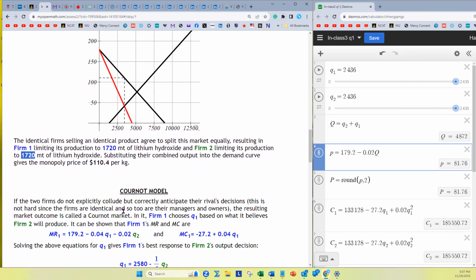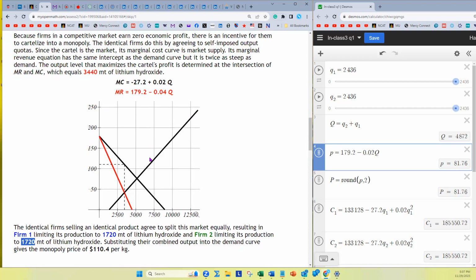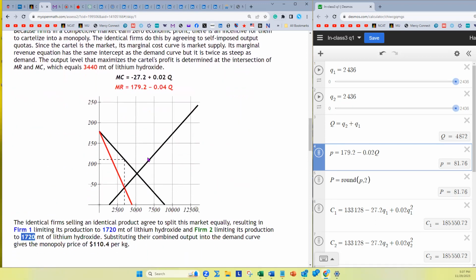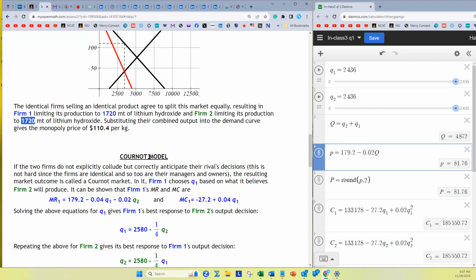Now, in the last one, this is not a model that we've covered in class. We covered the other models in class a couple of times. We covered it with unions. We covered it with a firm that buys up its competitors. And we did the competitive outcome a lot. What we haven't discussed is this Cournot model.